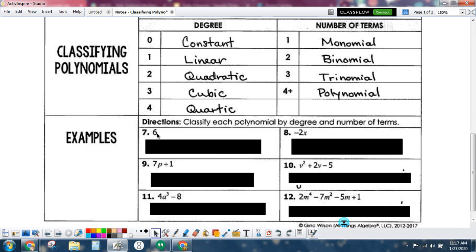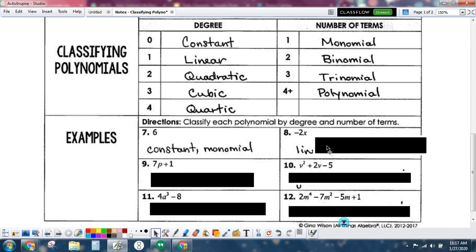There's no degree here, so this is going to be a constant. And then it's only one term, so it's a monomial. For negative 2x, I have an x here, and that's x to the first power. So that means this is linear. And it's still only one group of terms there. Nothing's being added, so it's a monomial.